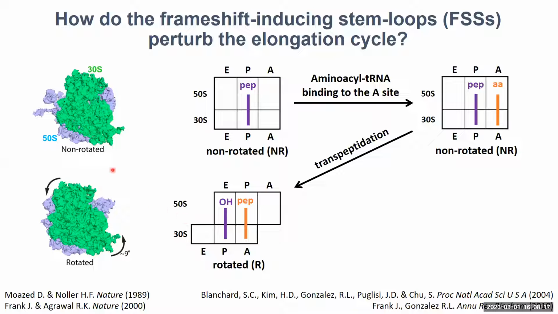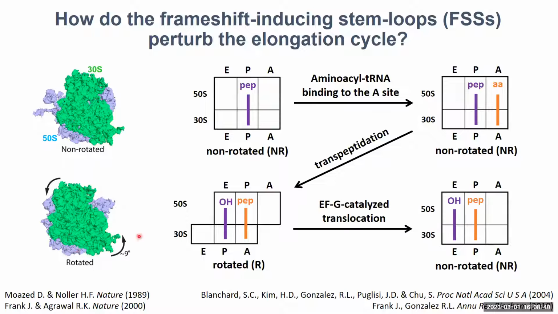And that's coupled to rearrangement of the ribosome. The ribosome with peptidyl tRNA in the P site is non-rotated, but the ribosome with tRNA in hybrid states is in a rotated conformation, where the small ribosomal subunit, shown here in green, is rotated by about 10 degrees relative to the large subunit, shown here in blue.